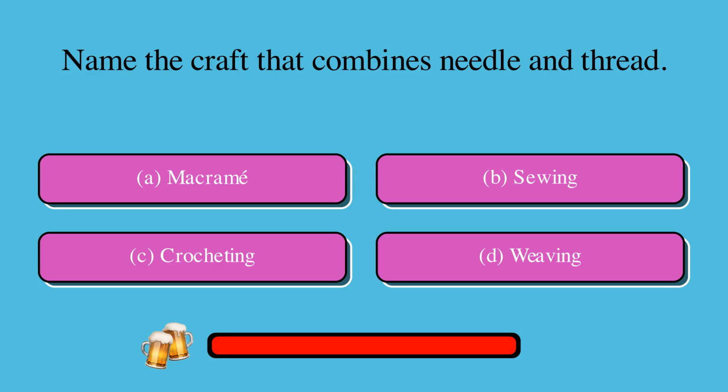Name the craft that combines needle and thread. Is it A, macrame, B, sewing, C, crocheting, or D, weaving? The correct answer is B, sewing.